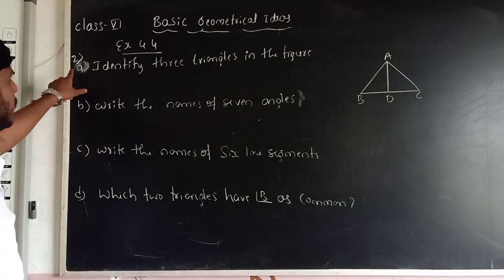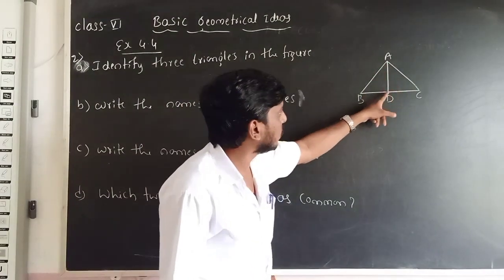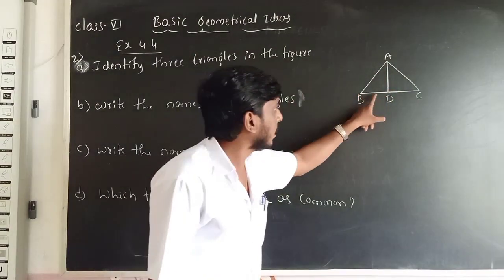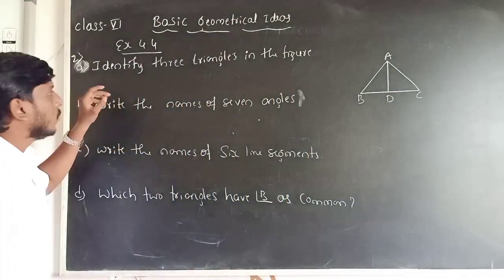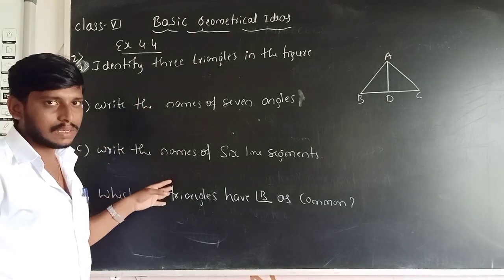Okay, dear students, what is the next question? Here they have given the diagram, triangle ABC, and one more line segment is drawn like that, BC. So with the help of that diagram, we need to find the solution of the given question.